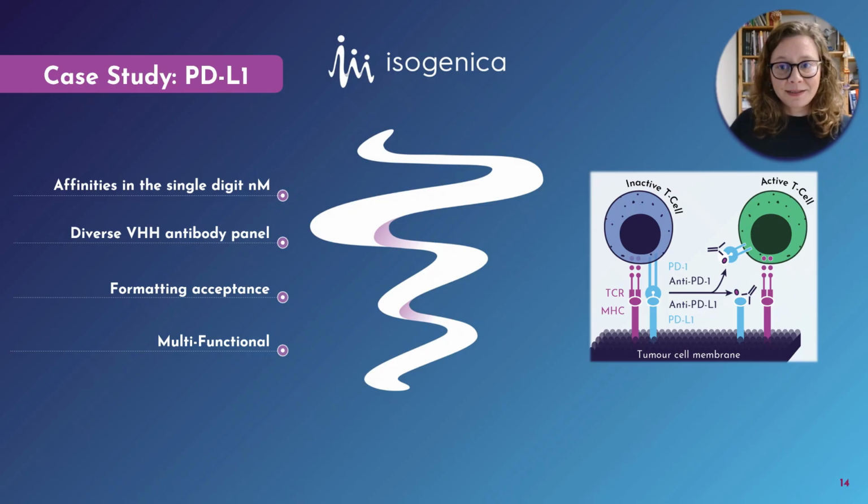In the papers that I mentioned in the beginning of my presentation, you can find examples of successful discovery campaigns with peptides using CIS Display. Here I have a case study of discovery campaigns using CIS Display with VHH libraries. So we did a case study to select hits against PDL1.